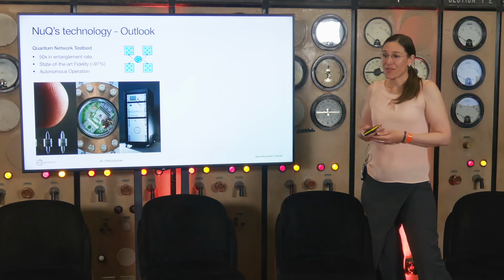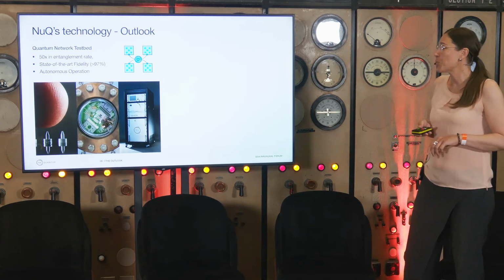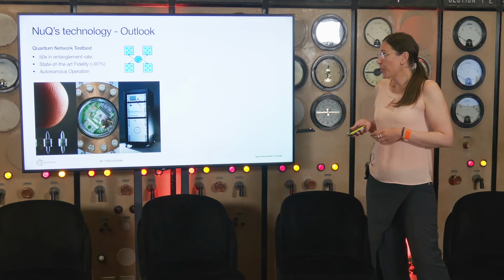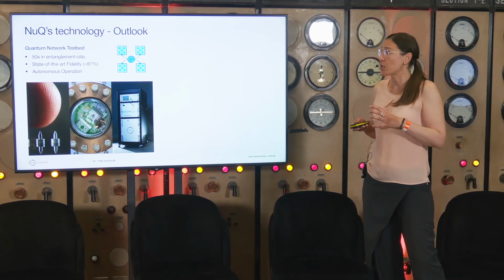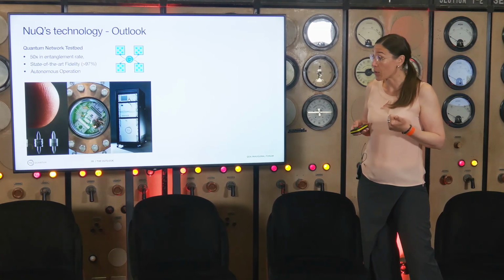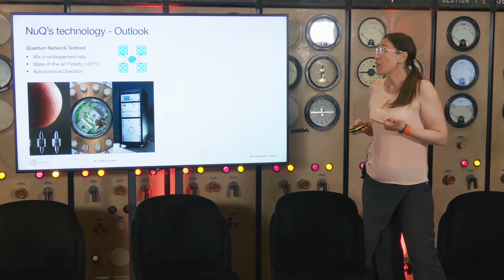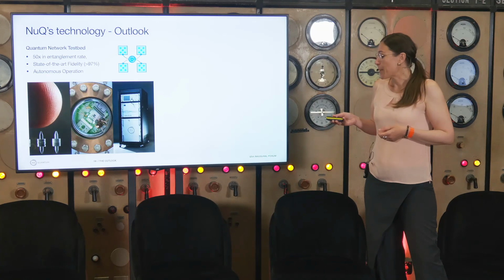So where are we at? Right now, New Quantum has built all the building blocks to be able to set up a quantum network testbed, and we aim in the next 2 years to demonstrate 50x improvement in entanglement rates and state-of-the-art fidelity, with some degree of autonomous operation, as you'd expect.